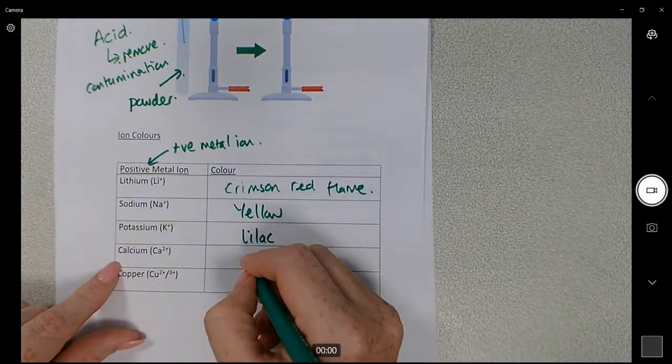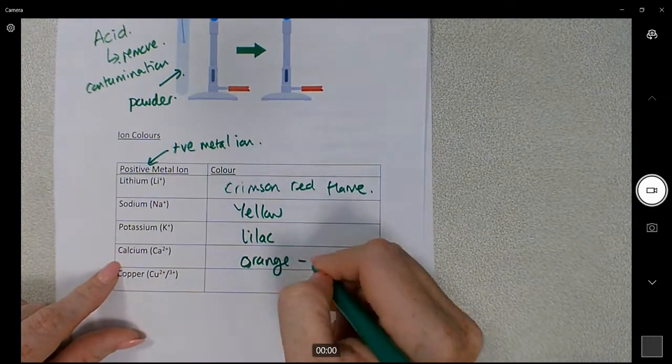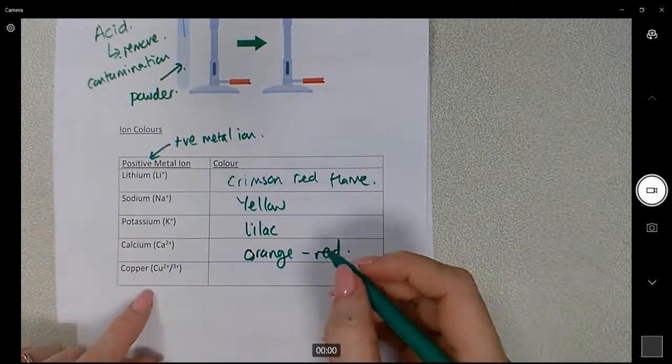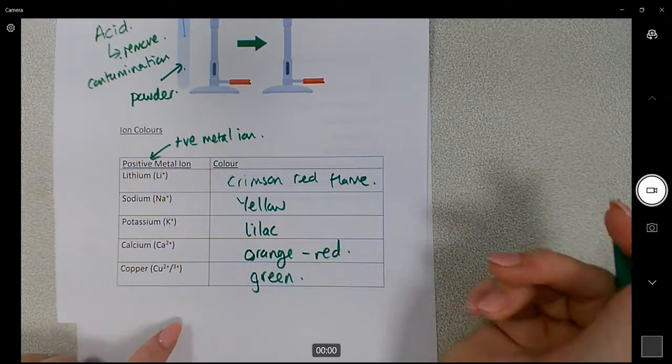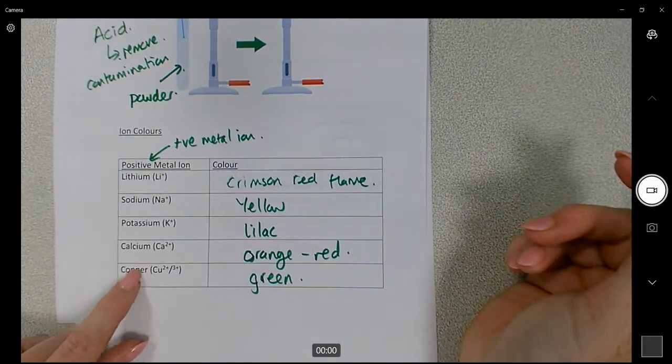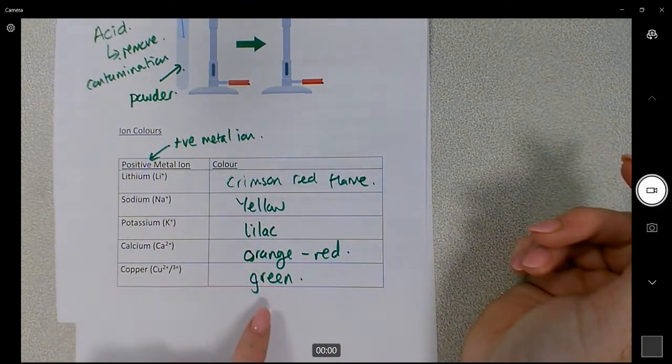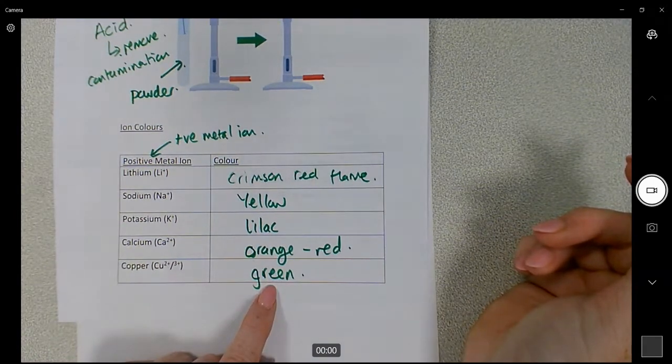Calcium is an orangey red in colour, and copper is a green colour. Now I often, if I've taught this to you before, you'll know that I've said copper begins with a C, so does Celtic, who I think are the best team ever, and they are green. So that's how you know copper is green.